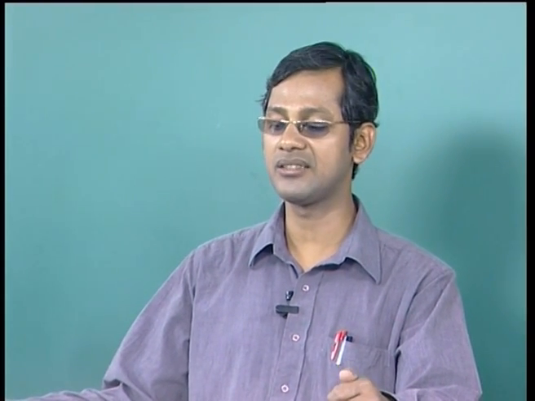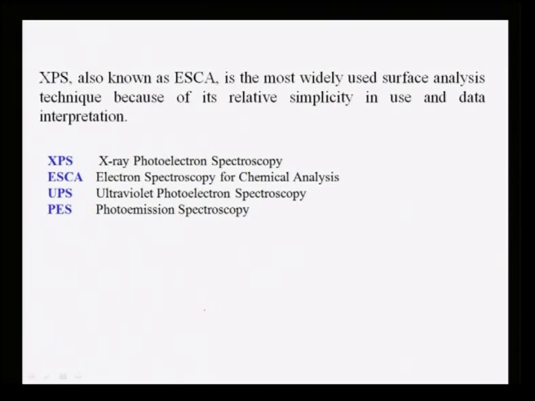So, as I said in the last class also, this is known as ESCA, electron spectroscopy for chemical analysis, but it has different acronyms like XPS, X-ray photoelectron spectroscopy, or UPS, ultraviolet photoelectron spectroscopy, if you use ultraviolet as a source of energy, or you can use photon light, which can lead to emission of electrons, then it is called photoemission spectroscopy. But we are going to discuss these two mainly. So we are not going to discuss what will happen if you use ultraviolet or photon light and then produce spectroscopy.